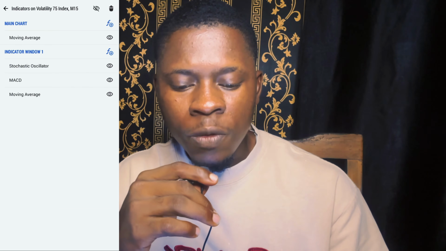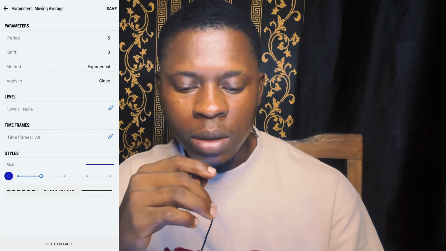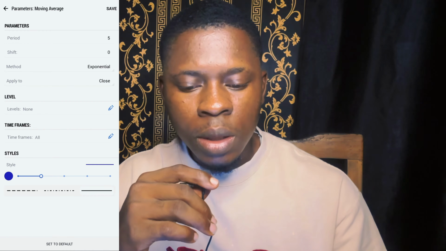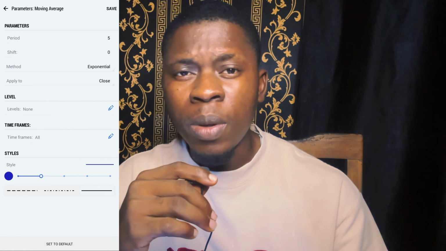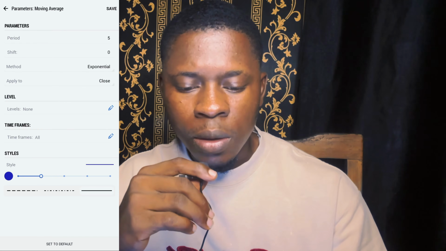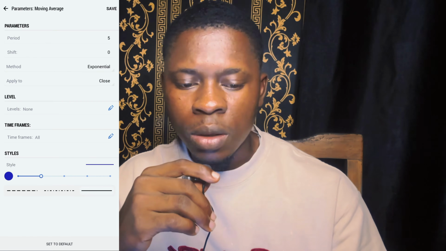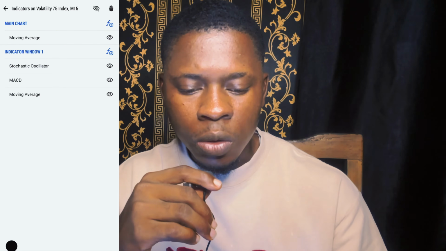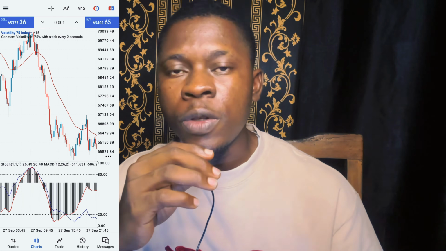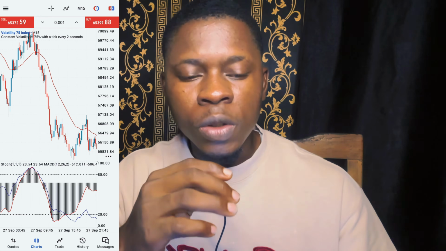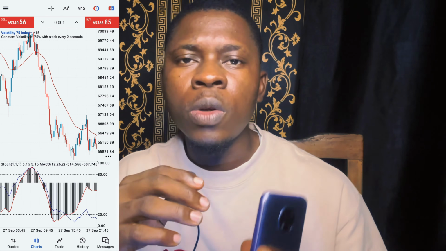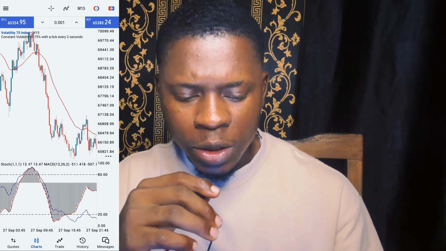Then you add the moving average again on indicator window 1. All right. Then on indicator window 1, period 5, shift is going to be 0. Then method, you set that to exponential, then you apply to close. All right. Then for the style, you put that on 2 pixel with the blue color, then you click on save. Then you go over to the main chart right here. For this strategy, we're going to be using the 15-minute time frame, because this strategy is very accurate on the 15-minute time frame. So we're going to be using the 15-minute time frame for this strategy.